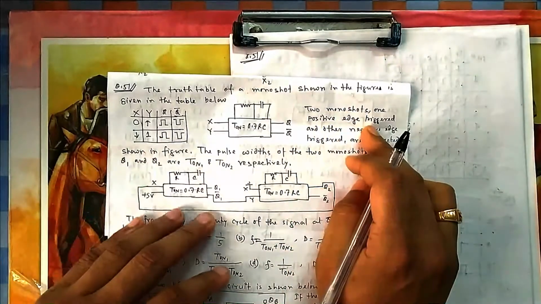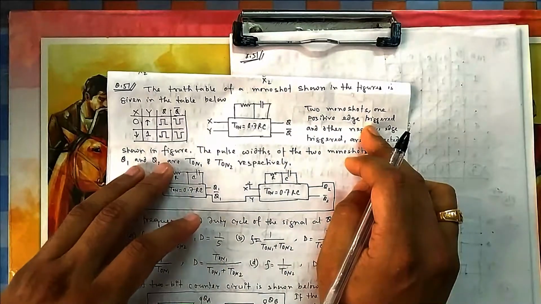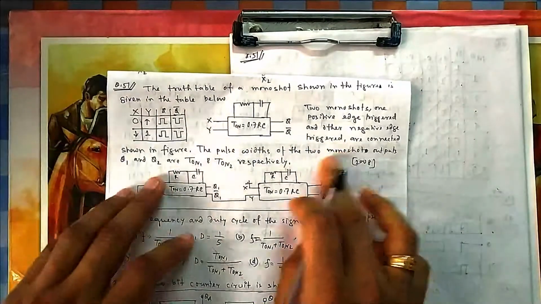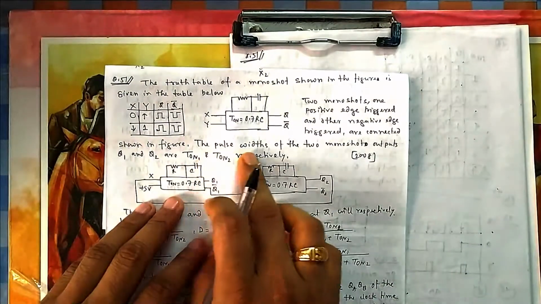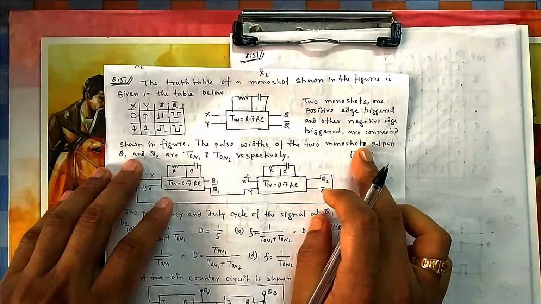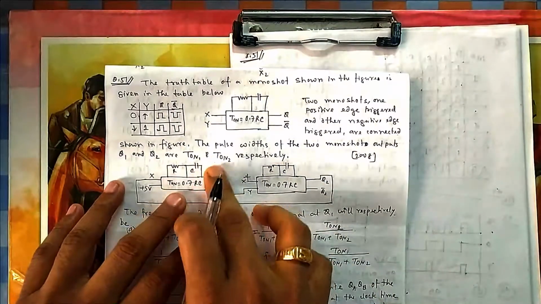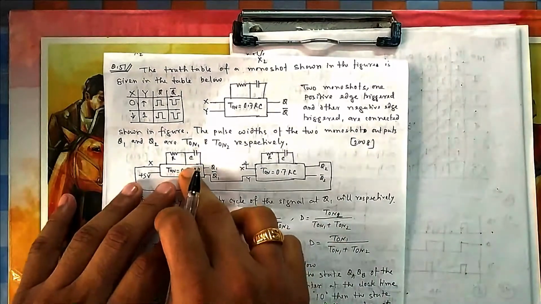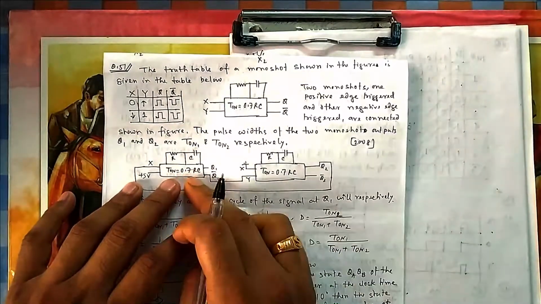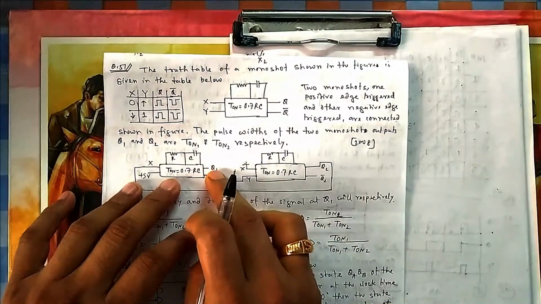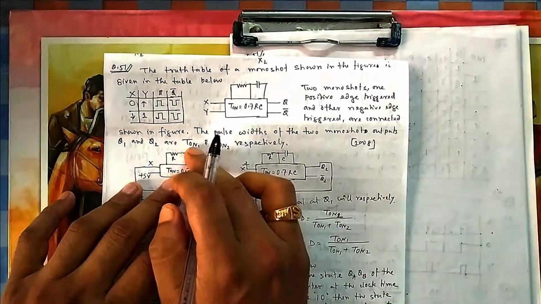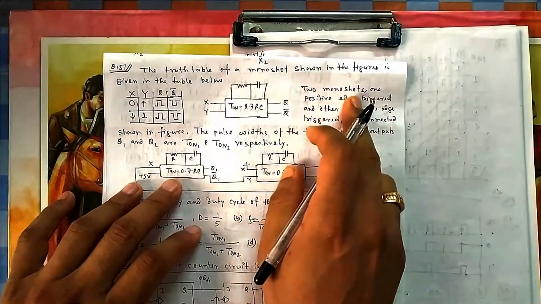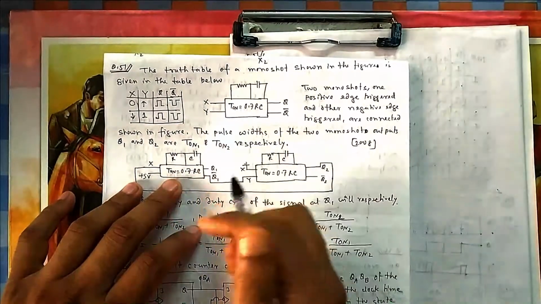Two monoshots, one positive edge triggered and one negative edge triggered, are connected as shown in the figure. The pulse widths of the two monoshots at Q1 and Q2 are T on 1 and T on 2, so both are different. When its output Q1 goes high, it will hold for T on 1 time, and after that it will automatically go low. That is the meaning of these monoshots: a single shot of a particular duration.